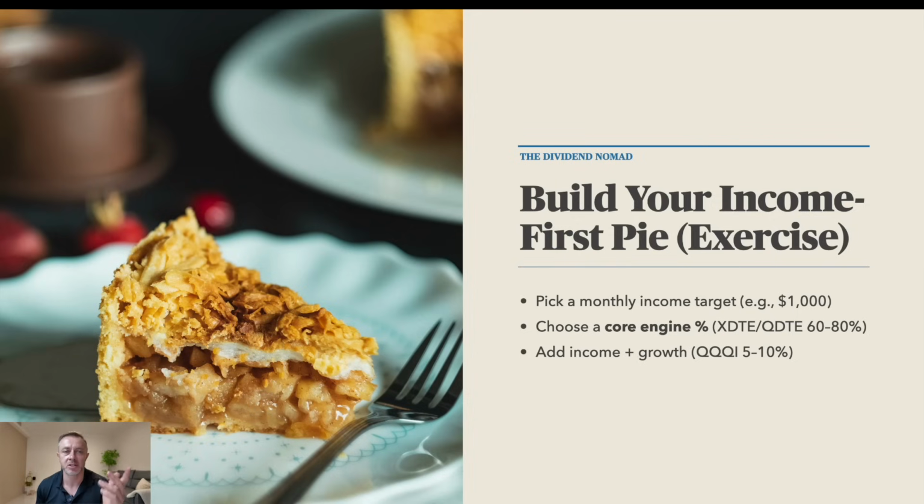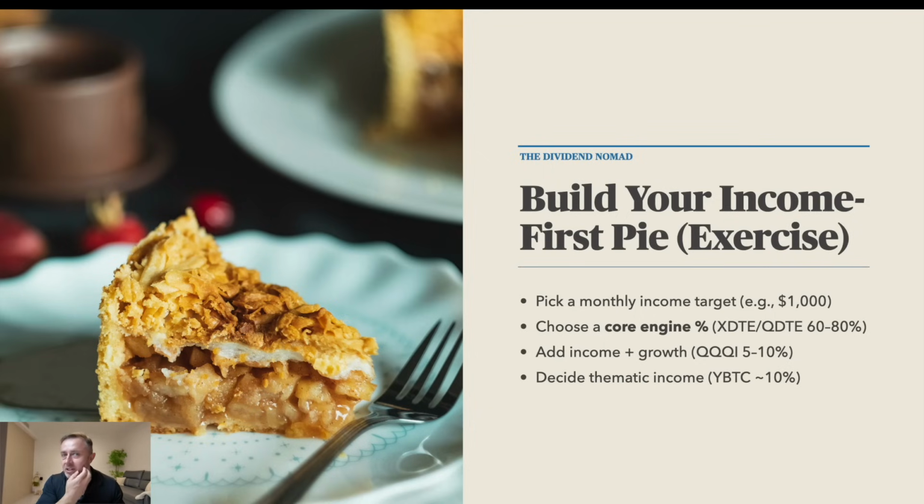There's JEPI, JEPQ. They also offer income and growth, but they don't have the tax advantage that QQQI has. That's why I chose this one. There's SPYI, there's GPIQ, and the list goes on and on. There's so many of them, and I suggest you find one of those, income plus growth, to add to your portfolio.